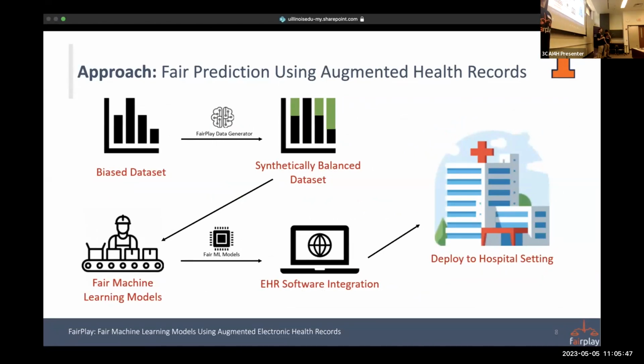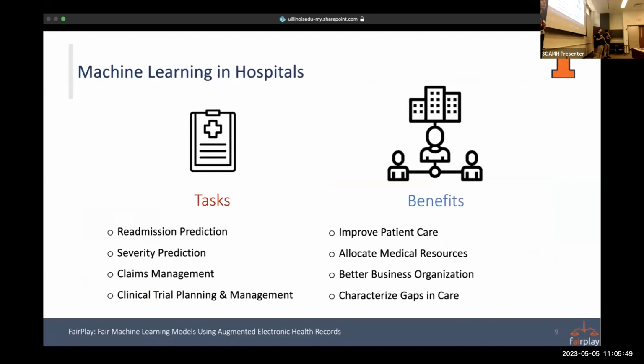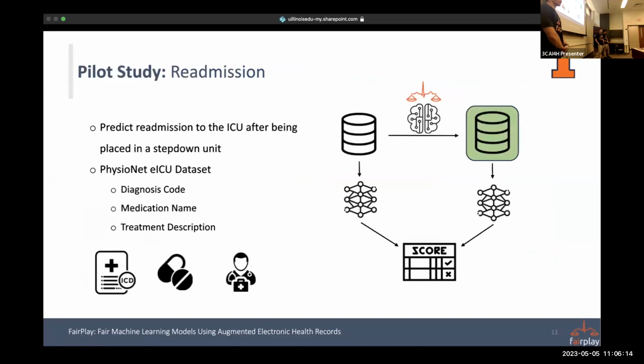And like I mentioned, there are a lot of different tasks, and these range from clinical to business, like readmission prediction and severity prediction, which can improve patient care if we do better on them through this method. But also things that are logistical or business, like claims management or clinical trial planning, that can provide better resource allocation, better organization, things like that. So now I'll pass it off to Benjamin to talk about our initial validation, our pilot study.